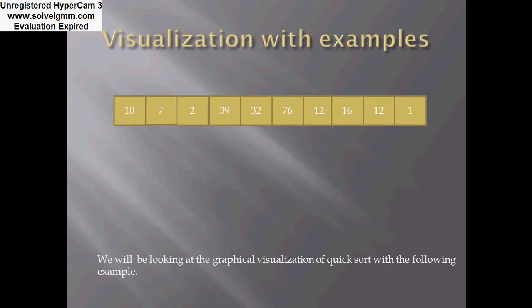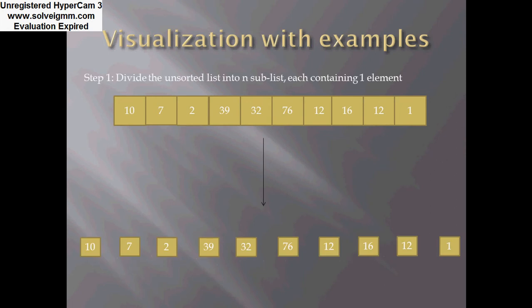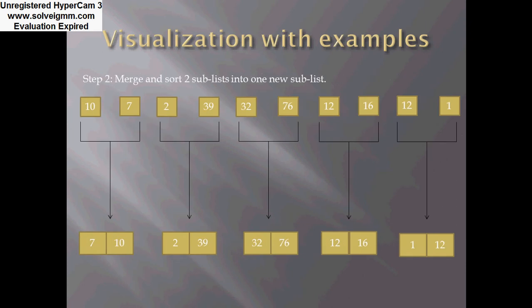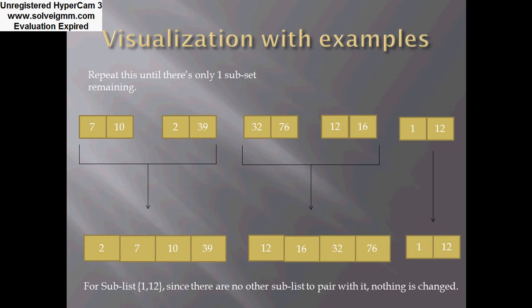This is the example that we'll be dealing with to visualize MergeSort. Firstly, we'll be breaking them up into n sublists containing only one element. As you can see, 10 is one sublist, 7 is one sublist, 2 is one sublist. Now we'll be combining two sublists into one. So 10 and 7 will be combined and sorted. So it becomes 7 and 10. And so goes on for the rest of the sublists.